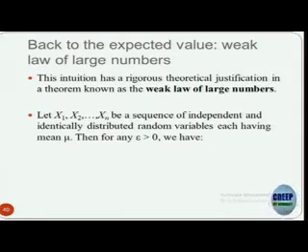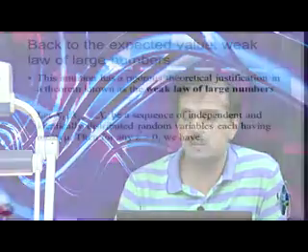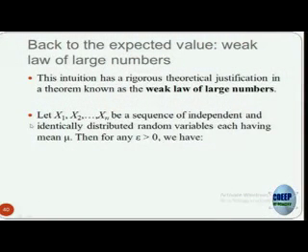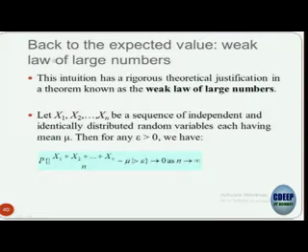I will spell out the definition of independent random variables properly later on. Right now just take my word for it. I will also spell out later on, a few lectures down the line, what I mean by identically distributed, but for now just leave it. So each of these random variables has expectation mu. Then we can say the following.